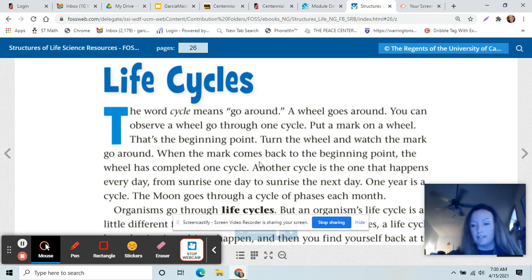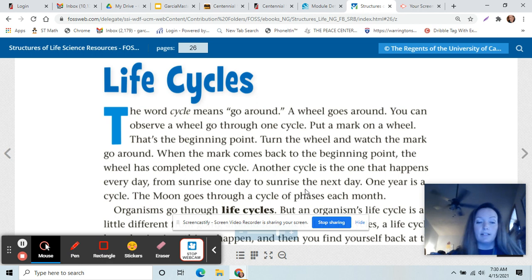Header, life stages. The word cycle means go around. We heard about the cycle many times when we learned about water. A wheel goes around. You can observe a wheel go through one cycle. Put a mark on a wheel. That's the beginning point. Turn the wheel and watch the mark go around. When the mark comes back to the beginning point, the wheel has completed one cycle.